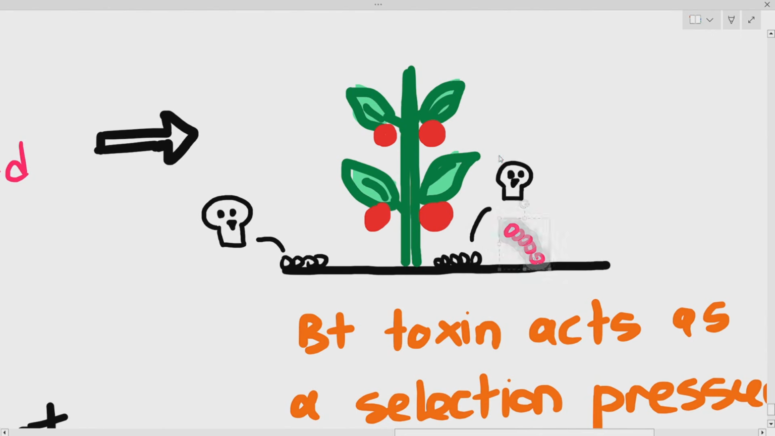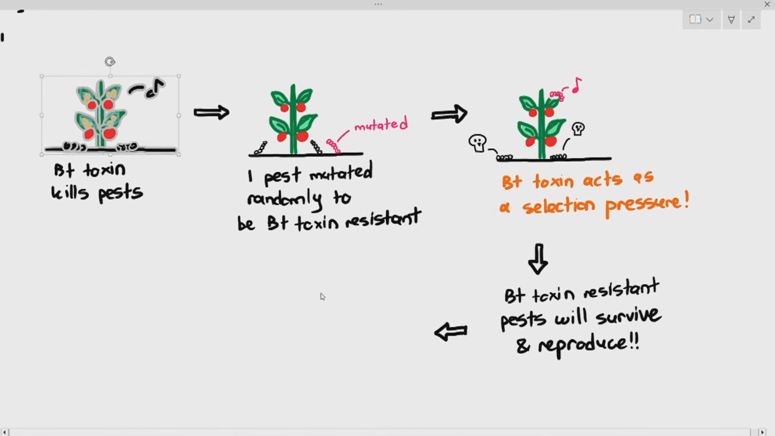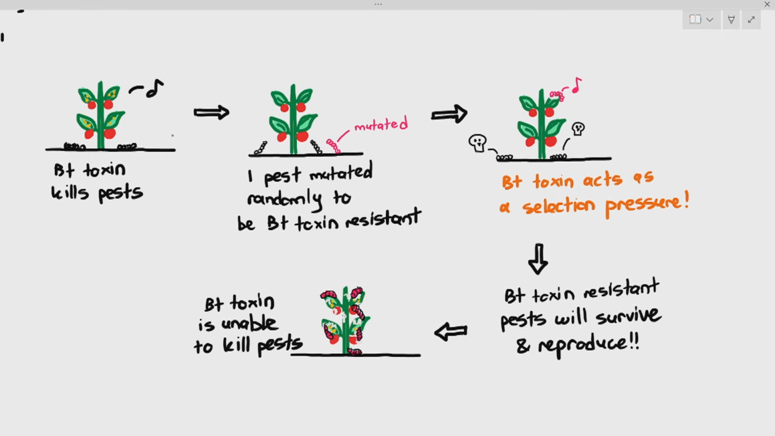But that one that I've circled, when it eats the plant, it will not die because, like I said, it is no longer resistant to the Bt toxin. And when that one survives, it will continue to reproduce. And when it reproduces, most, if not all, of the pests which are eating the plants are all Bt toxin resistant. So it's the irony.